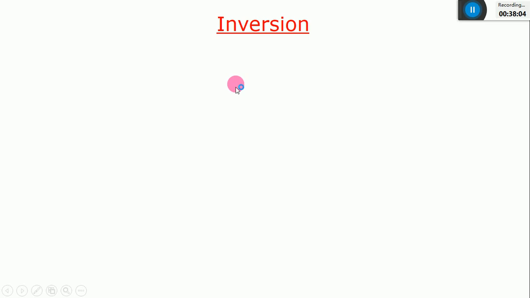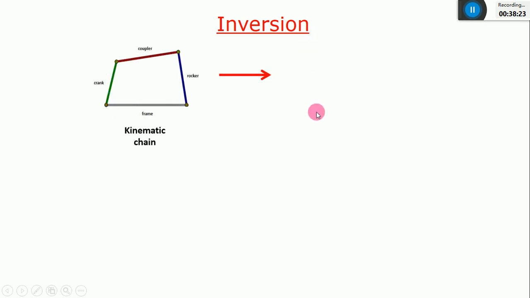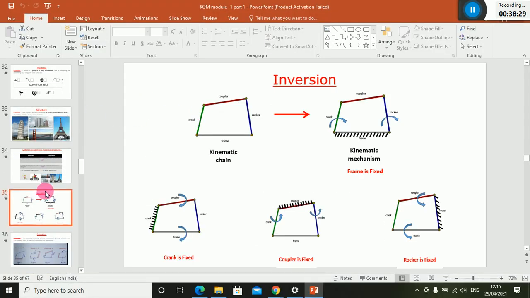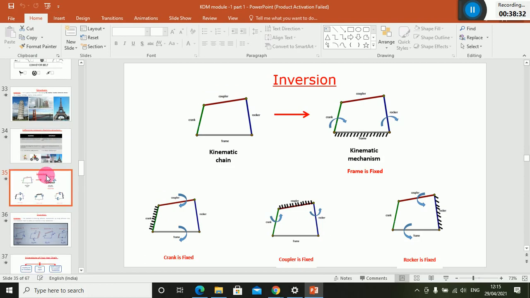In the next class I'll start with inversion. There is one more topic. After completing kinematic chain, kinematic pair, kinematic links, mechanisms, machines, there is one more topic called inversion. I'll try to complete this in the next class. Till now, if any doubts please let me know. If it is clear you can say yes, or if it is not clear you can say no.